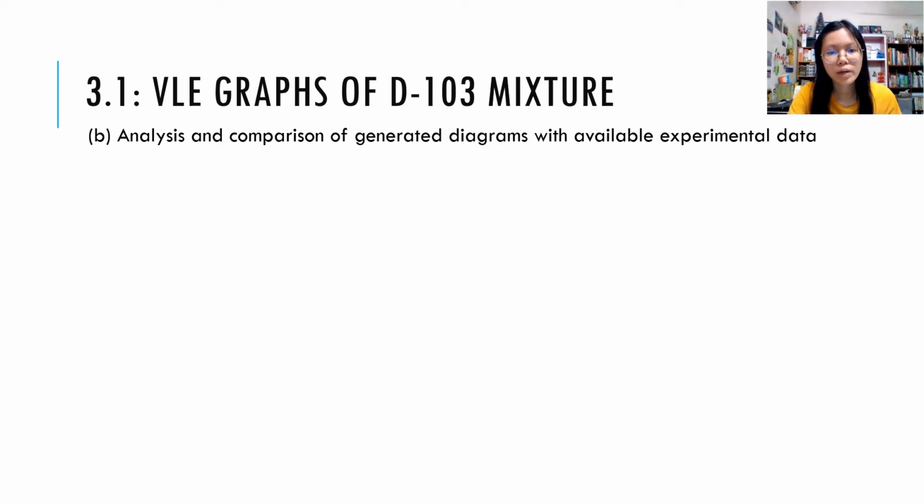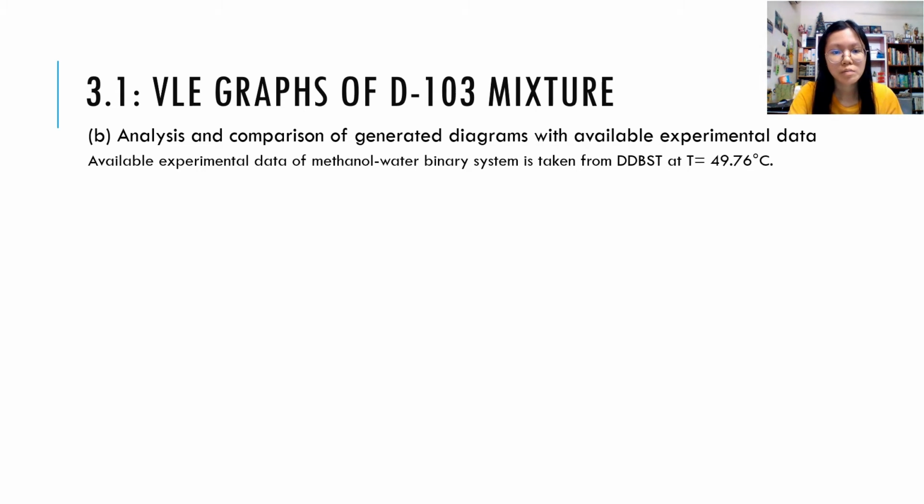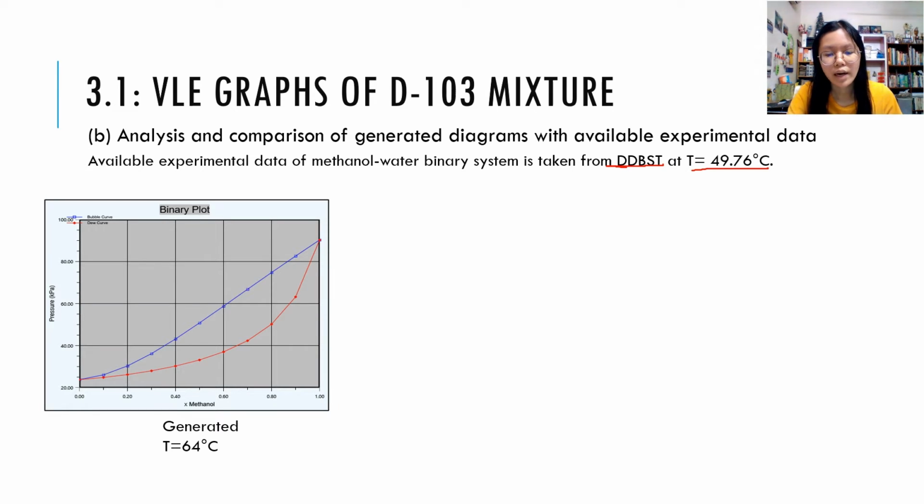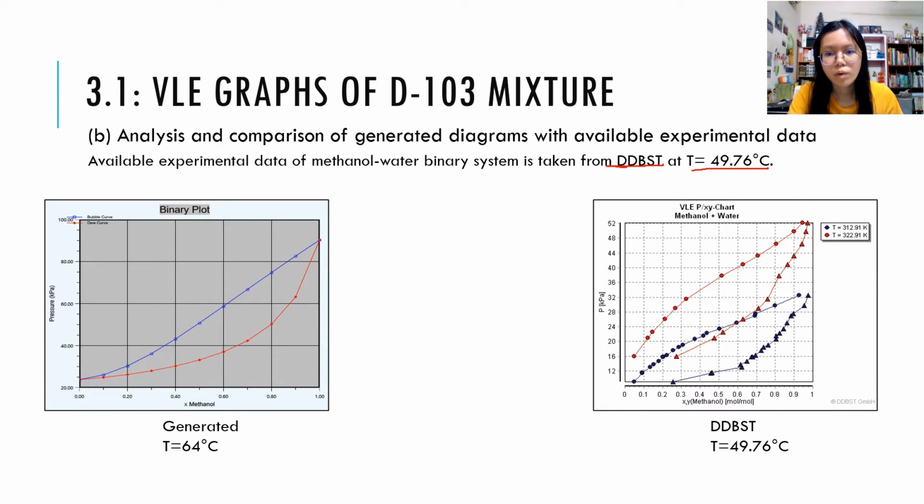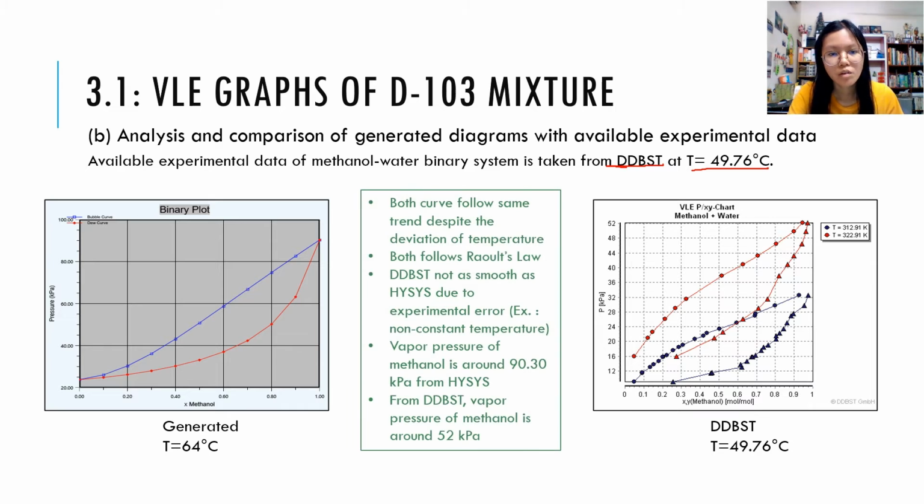Besides, we analyze and compare the generated diagrams with the available experimental data as well. We take the experimental data for the methanol-water binary system from DDBST at a temperature of 49.76 degrees Celsius. This is the nearest temperature that we managed to find. This is the generated one from HYSYS, while here is the one we take from DDBST. From the graph, we can see that both curves follow the same trend, despite the deviation of temperature. Besides, they follow Raoult's law too.